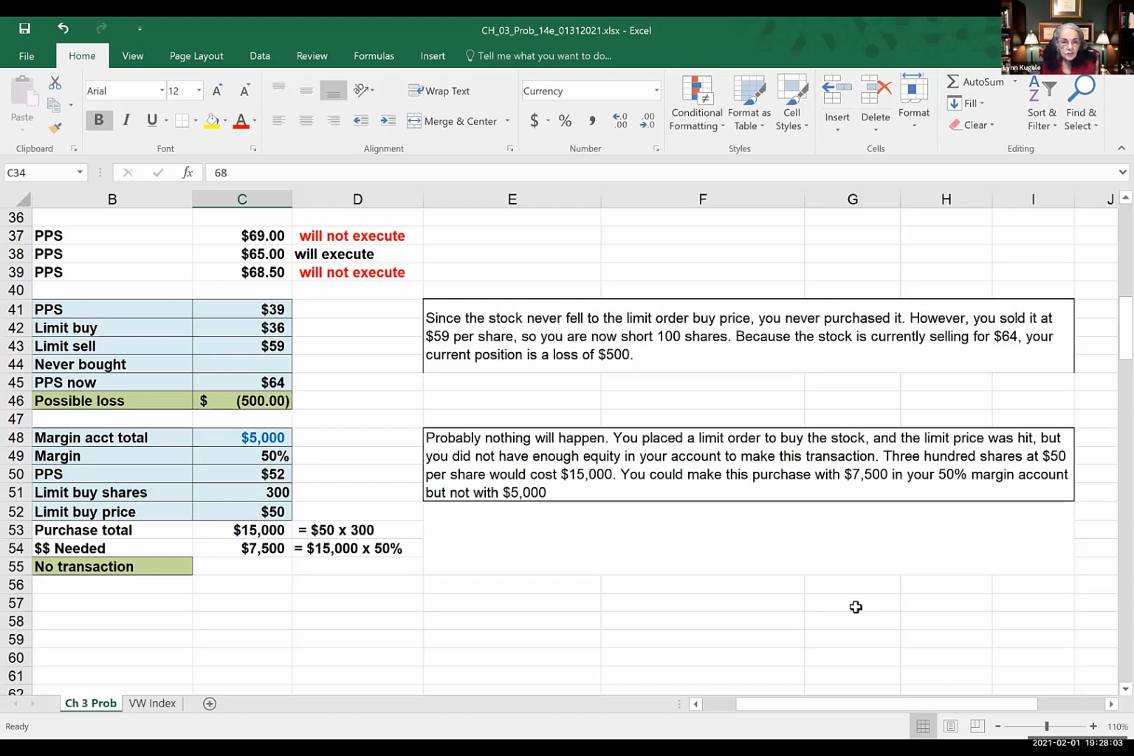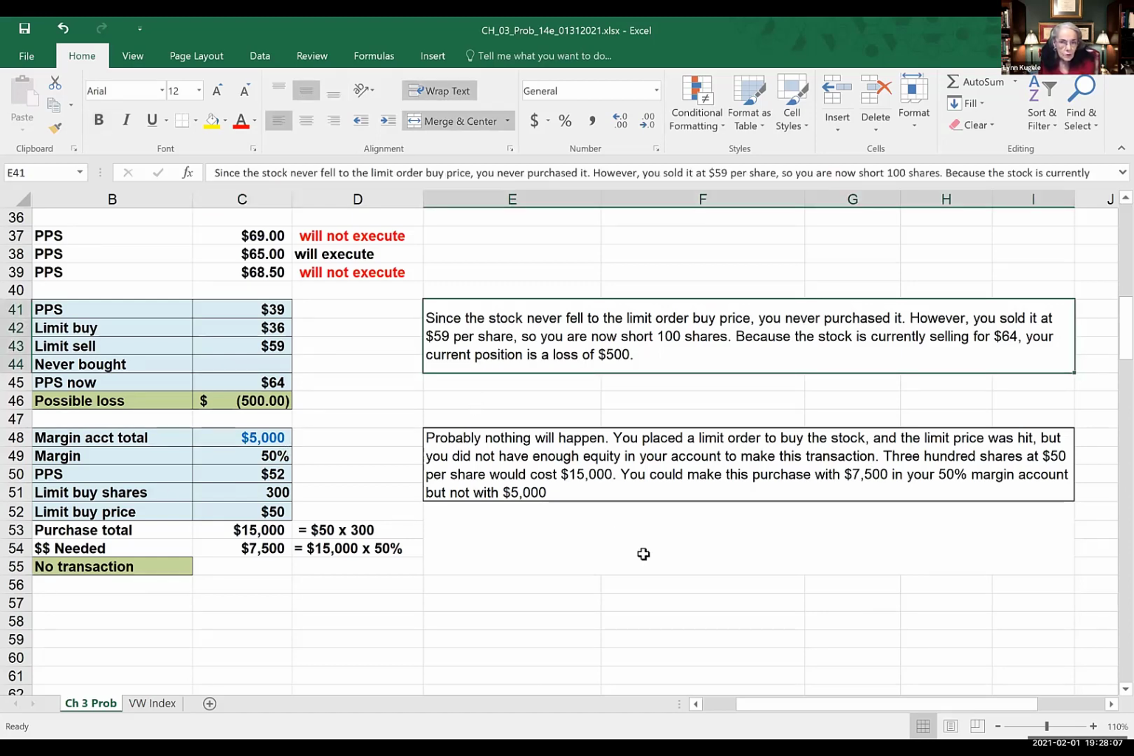What's your current position? Since the stock never fell to the limit order buy, you've never bought them, but you sold them at 59. So you're now short 100 shares and it's currently selling for $64. So you're going to have to buy it at 64 in order to cover your limit sell at 59.